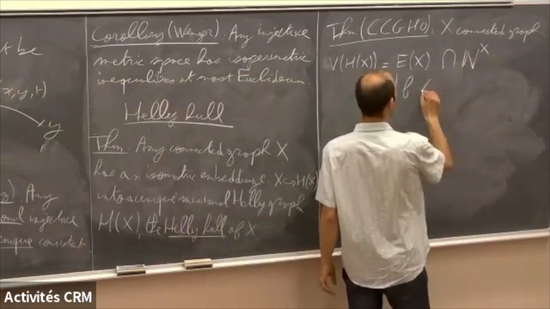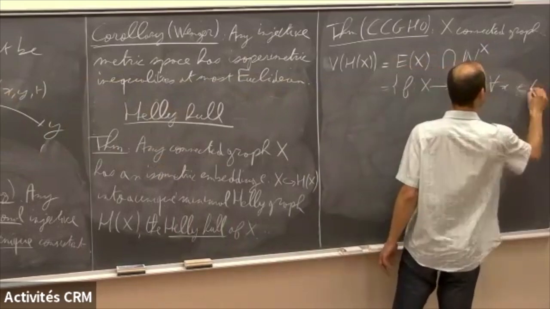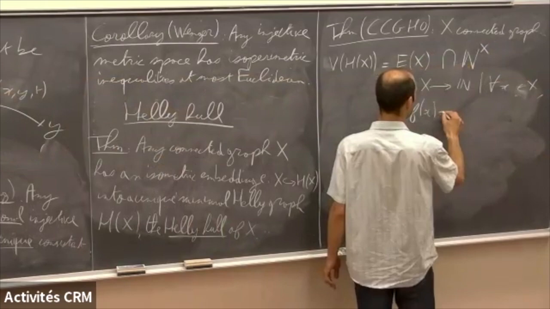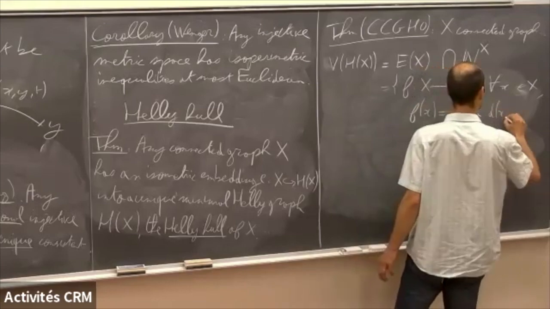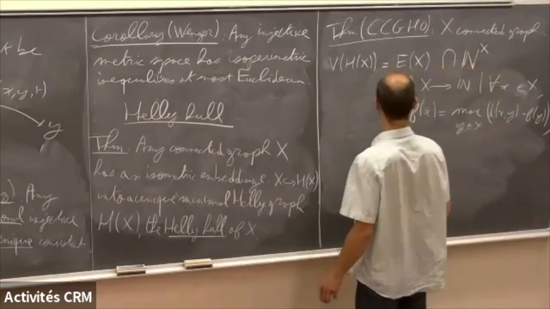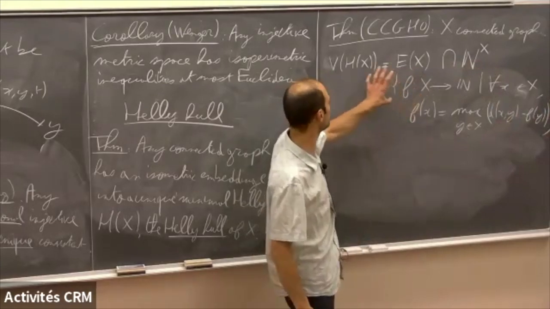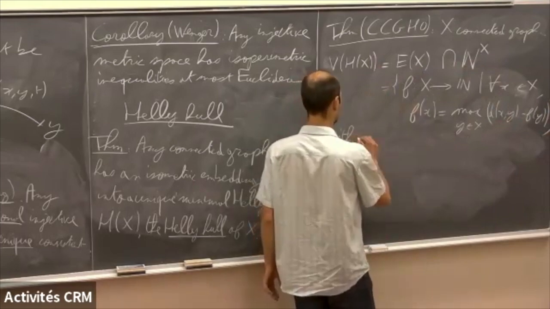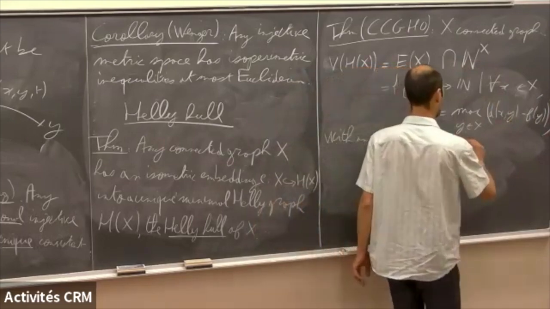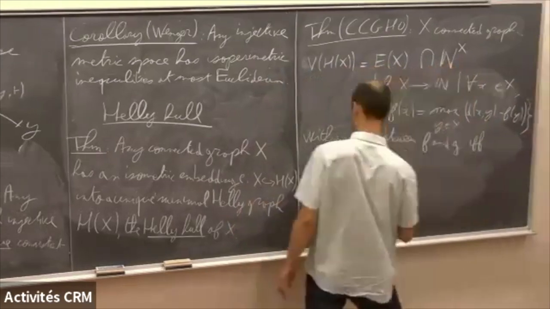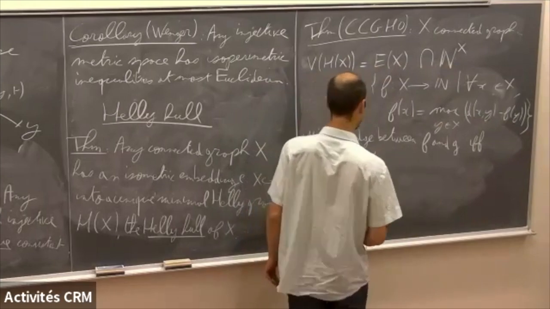So this has a very explicit description, the space of functions from X to N, such that for all x, y, f(x) plus f(y) is at least the distance between x and y, and it is minimal for this. So this is just the vertex set. You can also describe the edges: there is an edge between f and g if the distance between f and g is equal to 1.